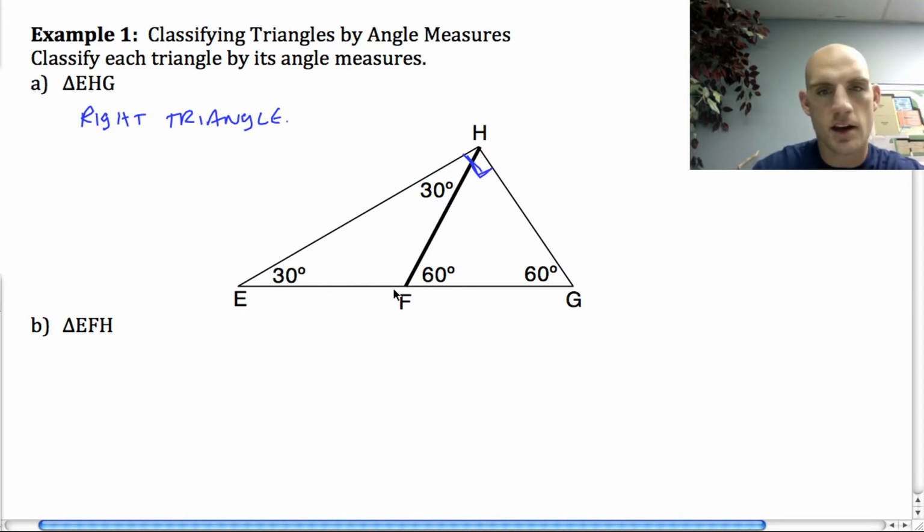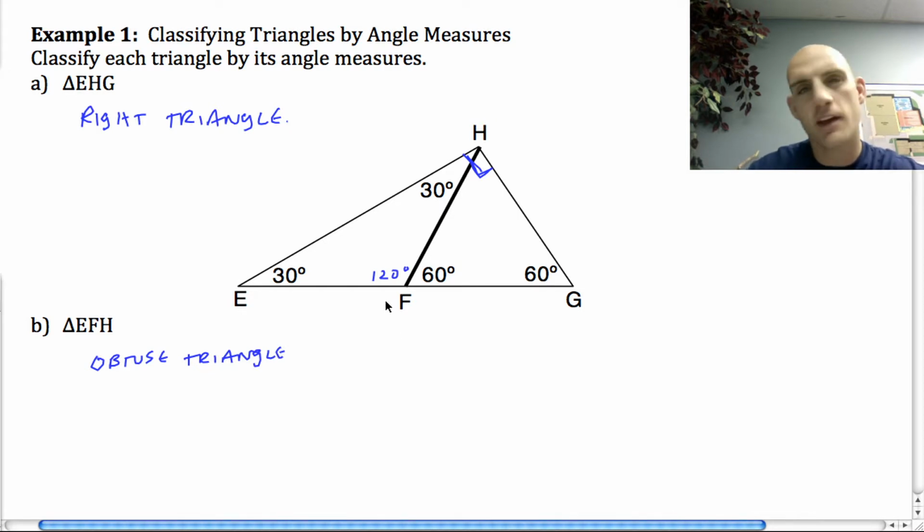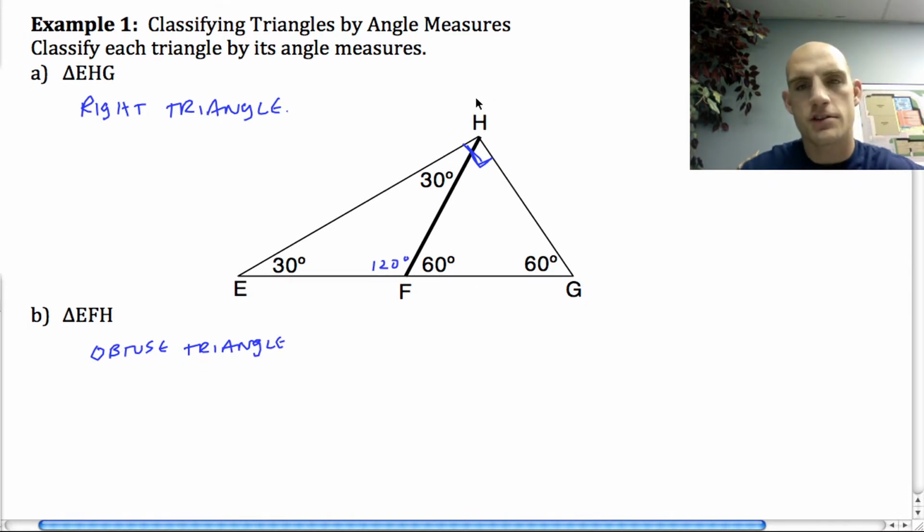And if we look at EFH, we know that this is a linear pair, so this has got to be 120 here. And so this has to be an obtuse triangle. The key to this is filling in the missing pieces using what we already have. And so since we already have some of the angle measures, I just filled in the rest of them, okay? So that's kind of how this works.